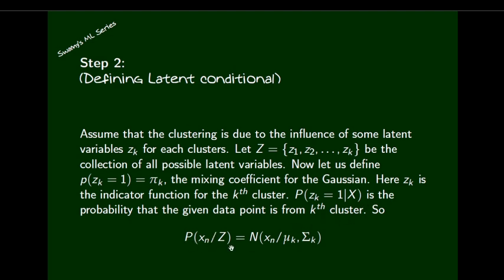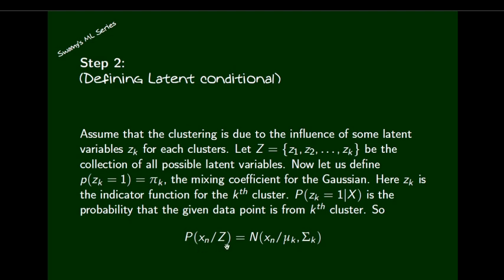So P of xn given z, where z is our latent variable. P of xn given z means this latent variable leads to xn. The probability that this latent vector affects xn is a normal distribution. We can interpret it like this. We consider a sample point xn. This xn belongs to the nth cluster. What is the reason? There is a latent variable, and that is why this xn belongs to that cluster. So the given z leads xn to the nth cluster.